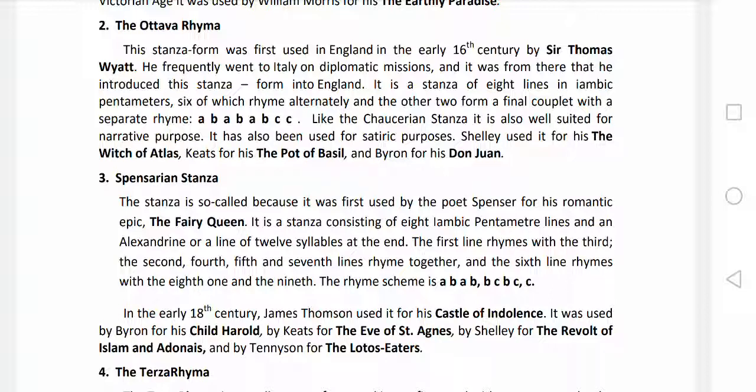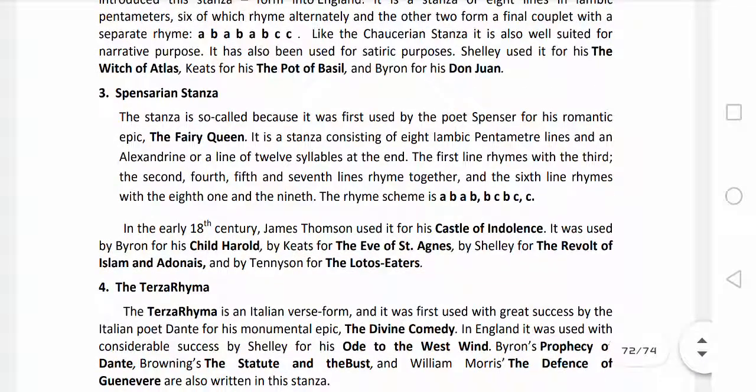Next is the Spenserian stanza. This stanza is so called because it was first used by the poet Spenser for his romantic epic The Faerie Queene. It is a stanza consisting of 8 iambic pentameter lines and an alexandrine, or a line of 12 syllables, at the end. The first line rhymes with the third, and the second, fourth, fifth, and seventh lines rhyme together, and the sixth line rhymes with the eighth and the ninth.